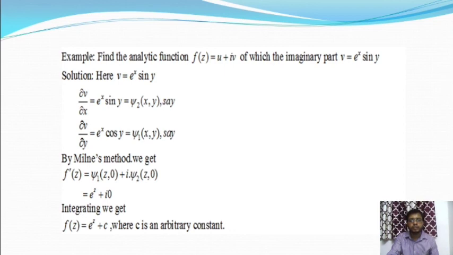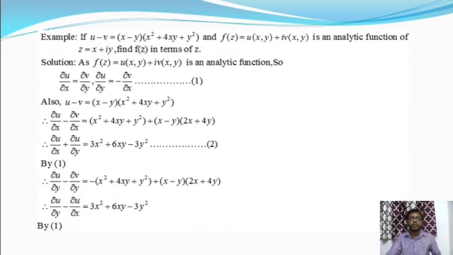after integration, f of z is equal to, so integration of e to the power z is equal to e to the power z plus c, where c is an integrating or arbitrary constant. Okay, so next I will take one more example of the Milne Thomson method. So here is the example.